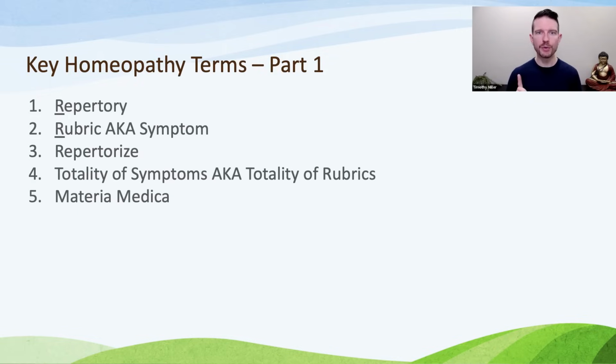The first, repertory. The second, rubric. Rubrics, they're just symptoms. Rubric equals symptom. The third, repertorize. The fourth, the totality of symptoms. Remember, we said rubrics are symptoms. So basically, we're just saying the totality of rubrics. And then five, materia medica.